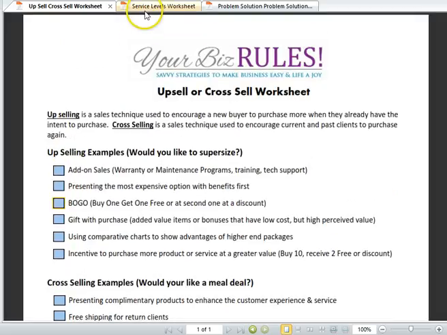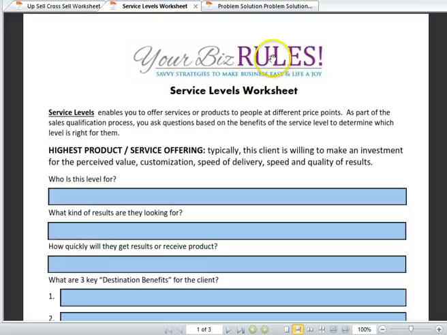Our next worksheet is going to be on the service levels. And it's actually a 3-page worksheet. But again, we're just enabling people to say yes to our service or products at a different price level, so that we take price away as one of the excuses, or objections, that people give us as to why they cannot purchase our products.